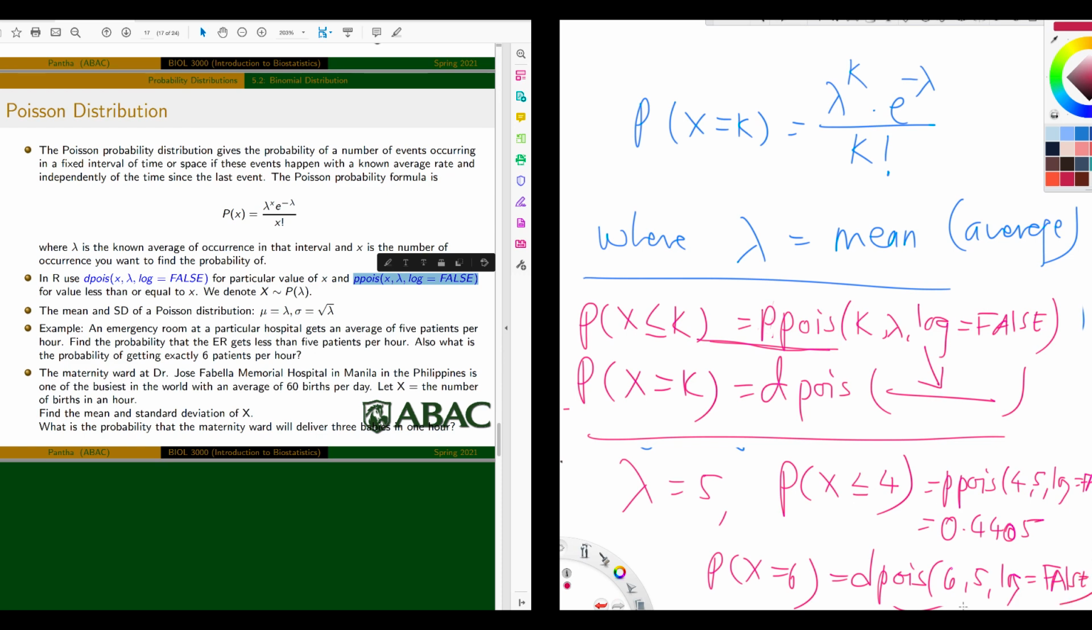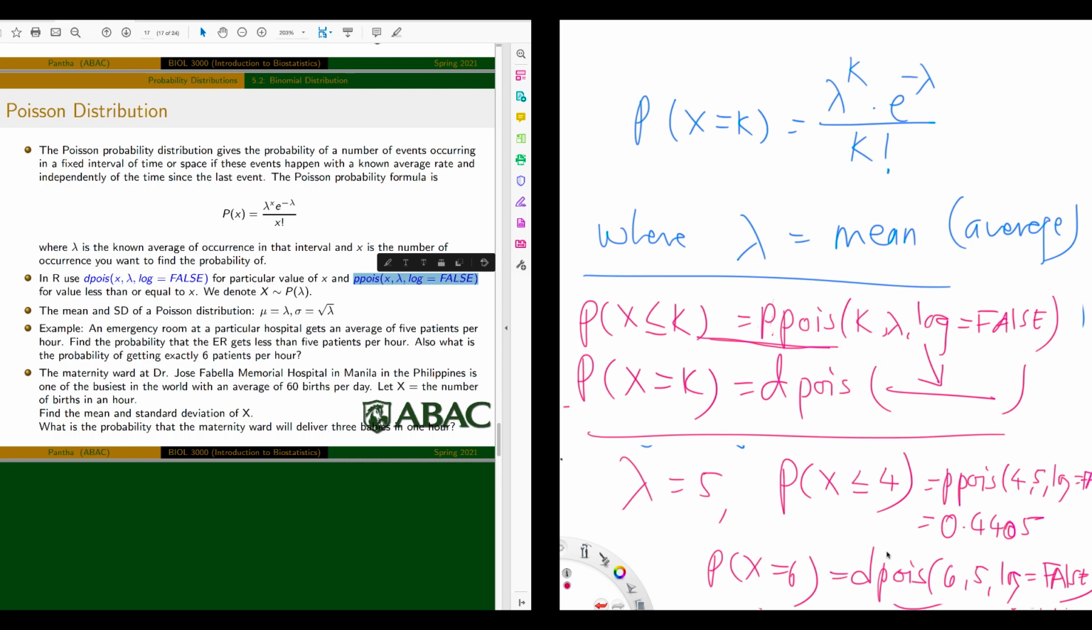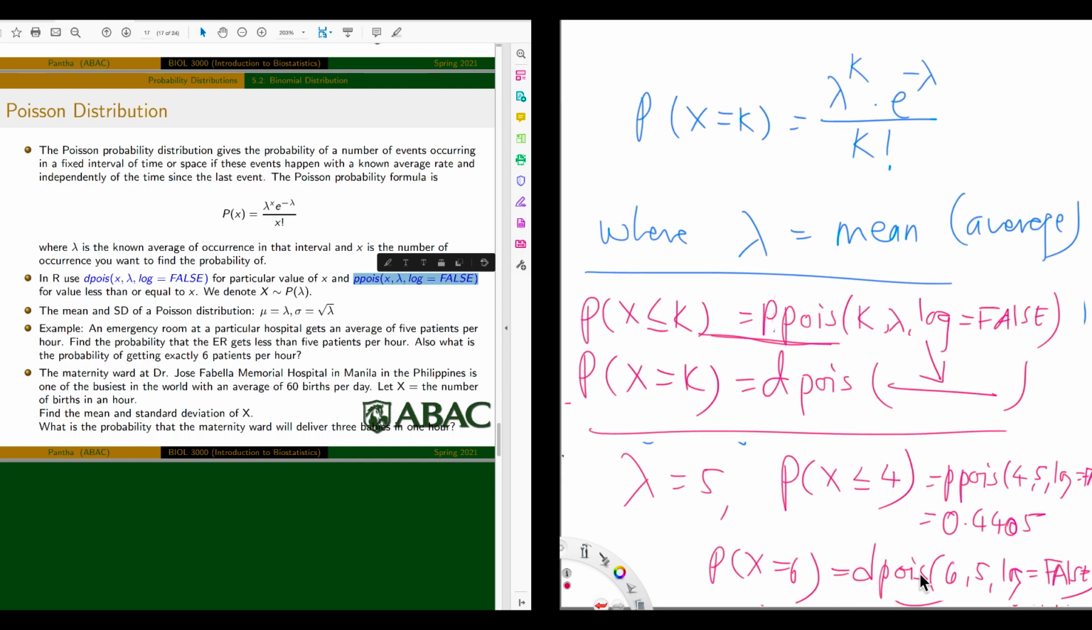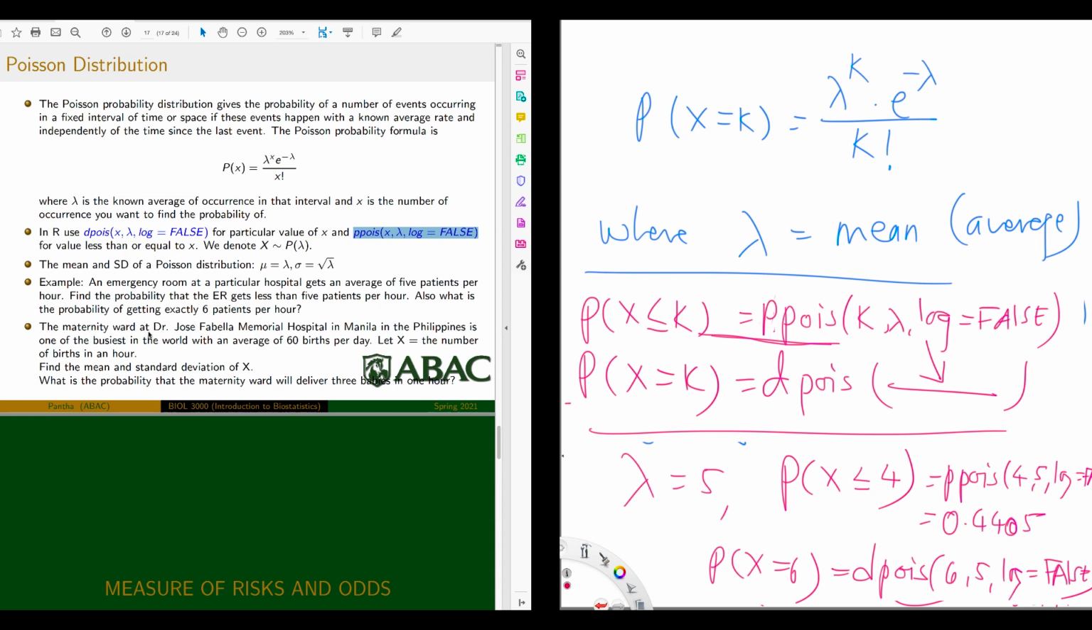If you do that, let me show you. So instead of ppois, you will do dpois, and then you do 6 here because we want to find out exactly 6. So if you do that, you get 0.1462. That is the answer for this one. 0.1462, or 14.62%.